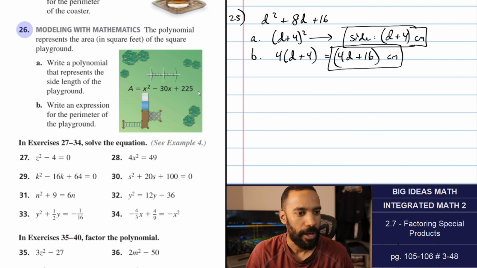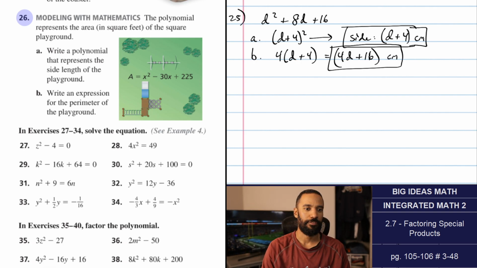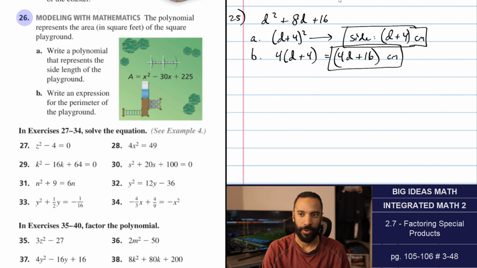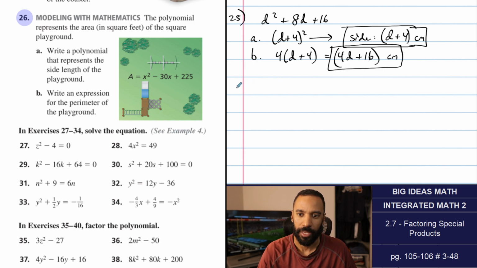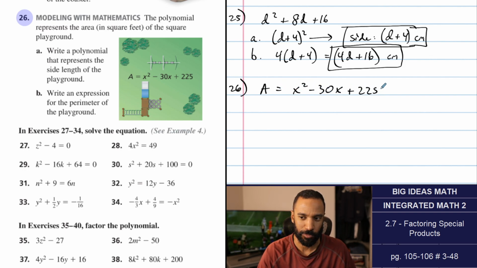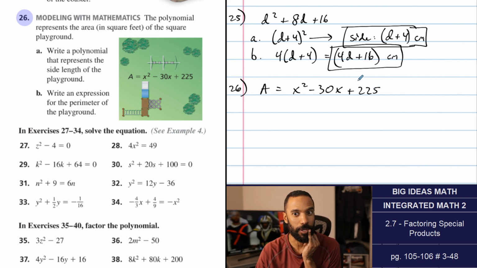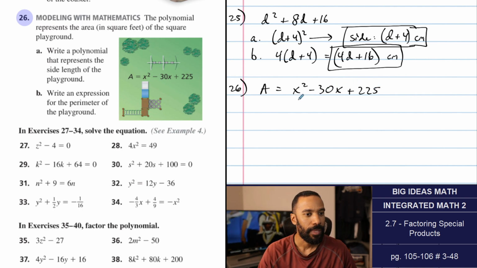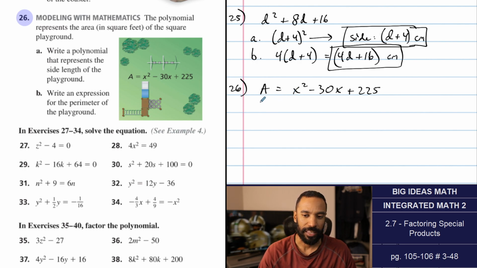Number 26, the polynomial represents the area in square feet of the square playground. Don't tell me if a playground is square or not. I'll be the judge of that. So we have the area represented as x squared minus 30x plus 225. Looks like a perfect square trinomial, doesn't it? Write a polynomial that represents the side length of the playground.